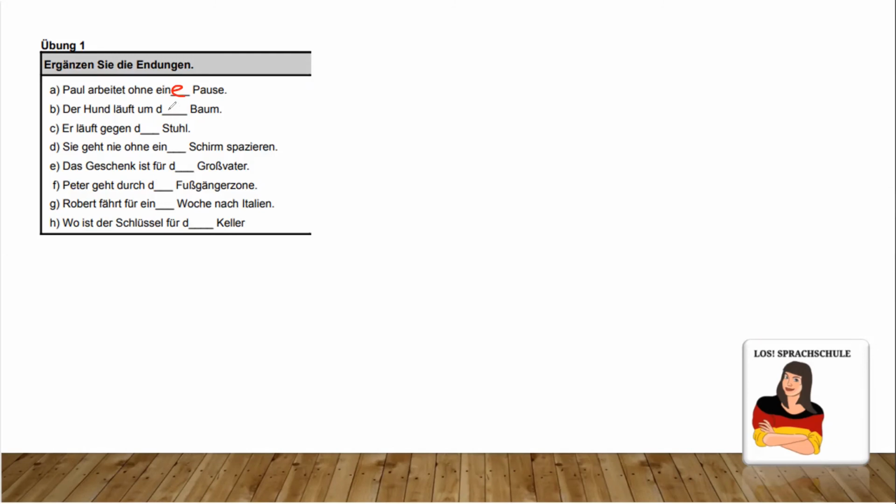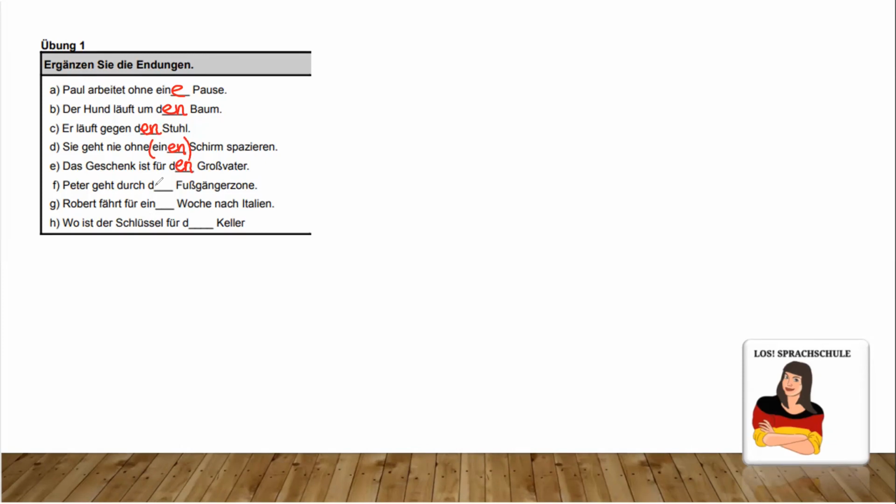Der Hund läuft um den Baum. The dog walks around the tree. Er läuft gegen den Stuhl. He walks against the chair. Sie geht nie ohne einen Schirm spazieren. She never goes out for a walk without an umbrella. Das Geschenk ist für den Großvater. The present is for the grandfather.